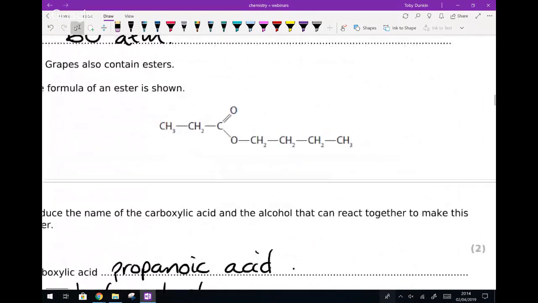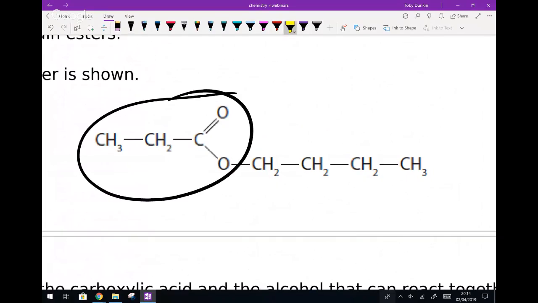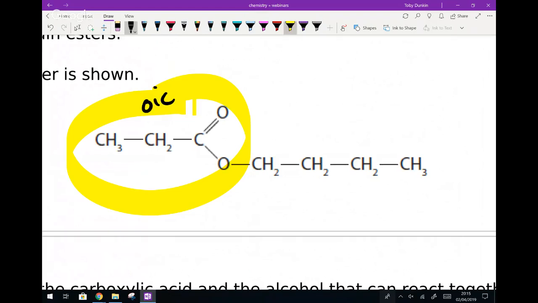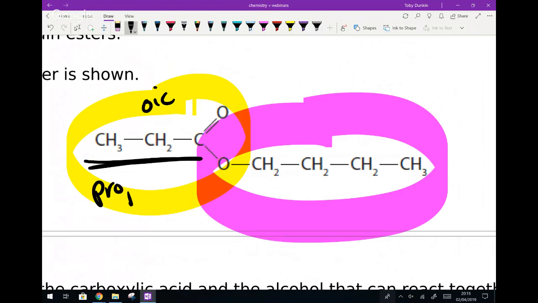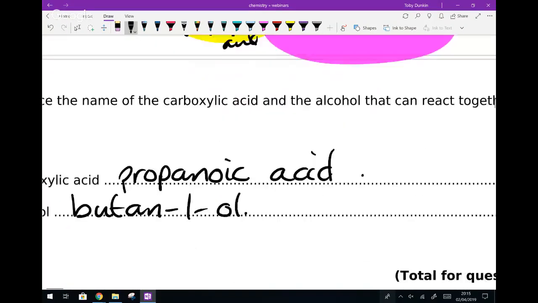Right, here's our ester. So they've given us a nasty ester. And here's my oic structure. What that means is that this section here is my oic. There's my oic, and here's my alcohol. So three carbons in the oic acid, that's propanoic acid. Four carbons in my alcohol, butanol, or butanol for GCSE.